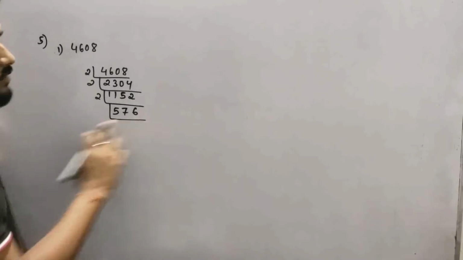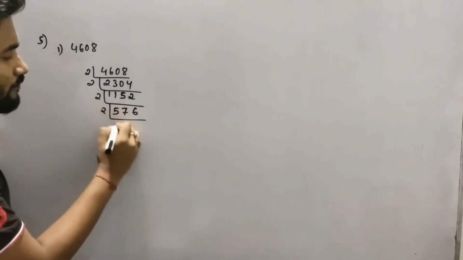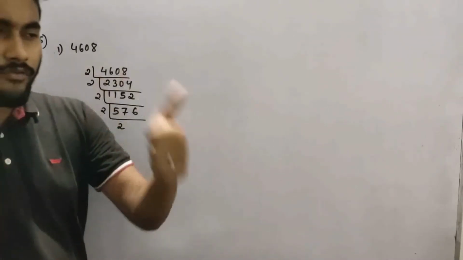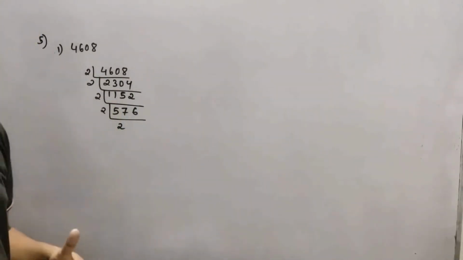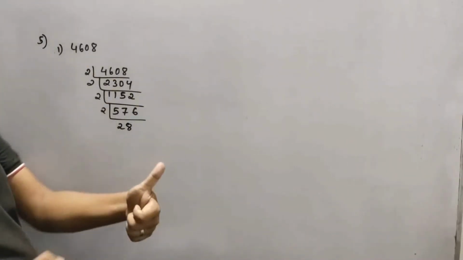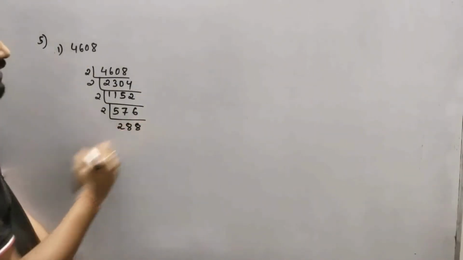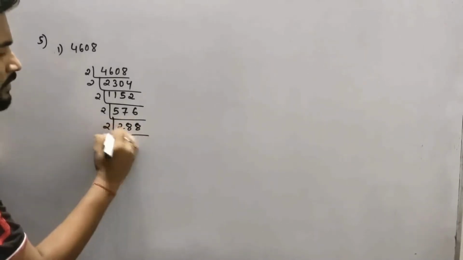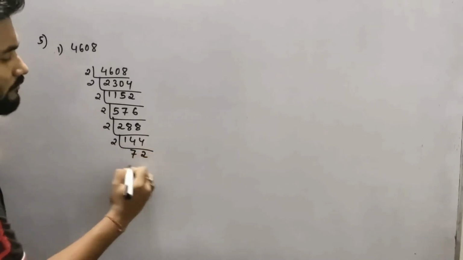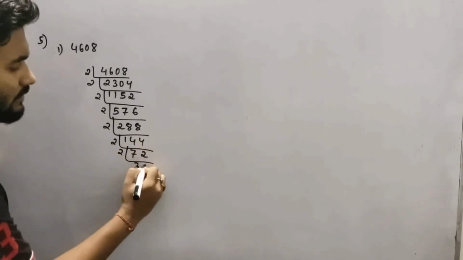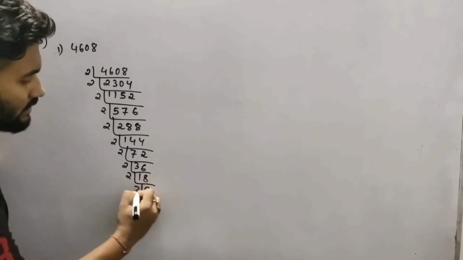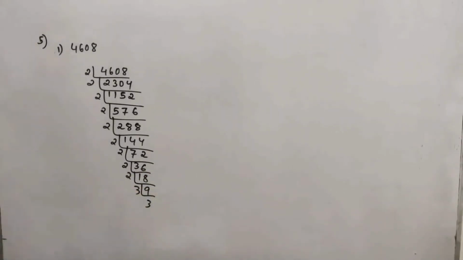Okay, again you see even number is there, so by 2, 2 2s are 4, 2 8s are 16, again 2 8s are 16. Keep on doing. 2 1s are 2, 2 4s are 8, 2 4s are 8, 2 7s are 14, 2 2s are 4, 2 3s are 6, 2 6s are 12, 2 18s are 36, 2 9s are 18, 3 3s are 9. Done.